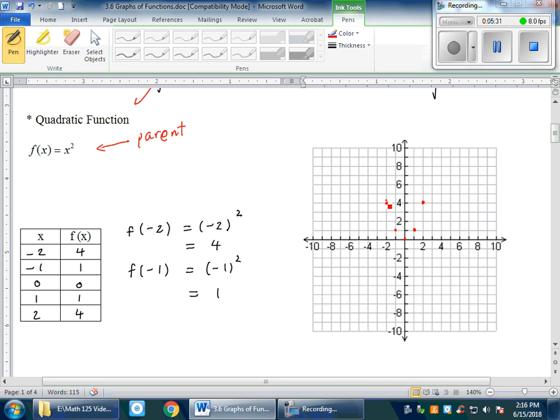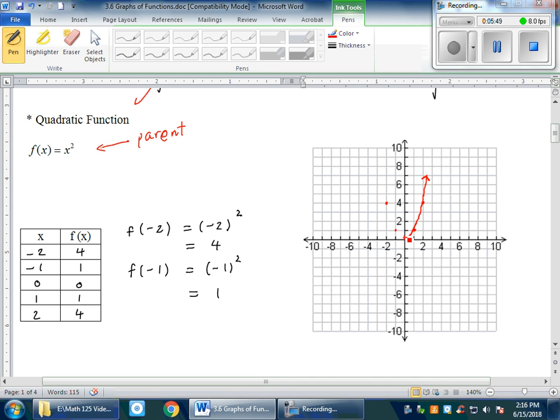And of course, if you plug in more points, you will get a better shape of the graph. Now, using these 5 points, I'm going to show you how the graph of this parabola is going to look. So it will be going like this.